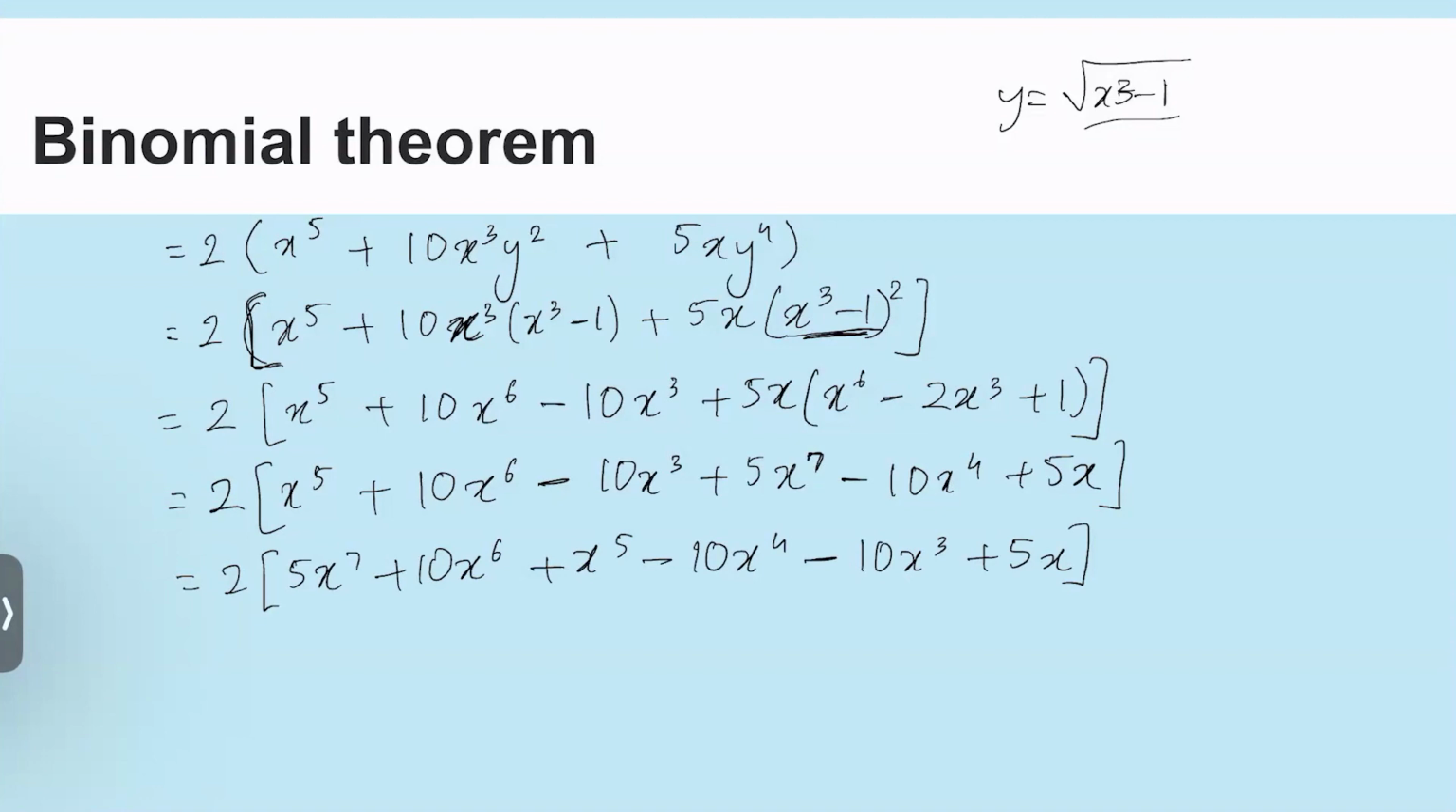Okay, so which are the odd degree terms? You have 5x raised to 7. Then you have x raised to 5 as a term. And you have 10x cubed, minus 10x cubed, and 5x.